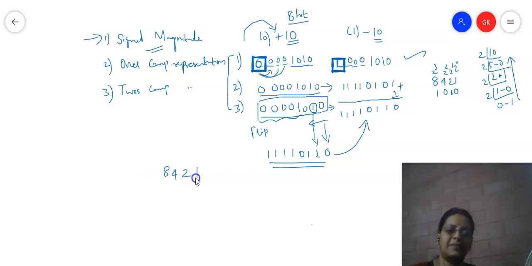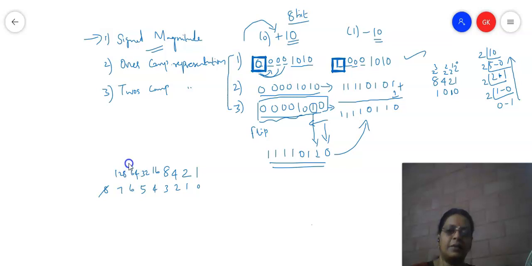So if I want to represent a number in 8 bits, what do you have to do? This is 2 power 0, 2 power 1 is 2, 2 power 2 is 4, 2 power 3 is 8, then the 4th bit, 5th bit, 6th bit, 7th bit, and 8th bit. Okay, 8 bits means you are not going to include this. Now here, 2 power 3 is 8, 2 power 4 is 16, 2 power 5 is 32, and then 2 power 6 is 64, and then 2 power 7 is 128.